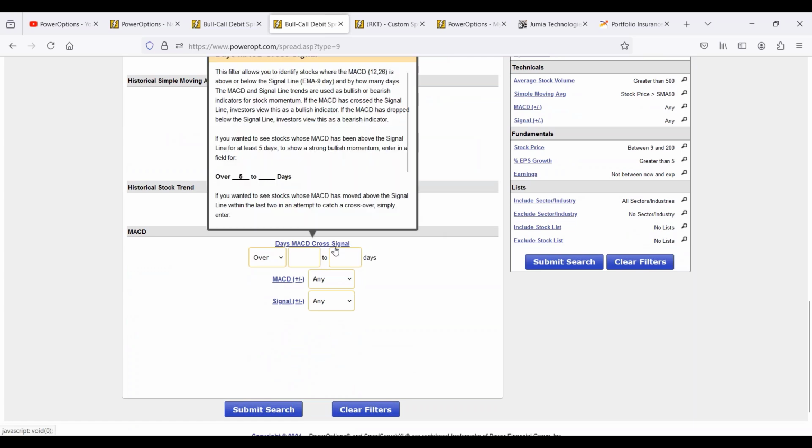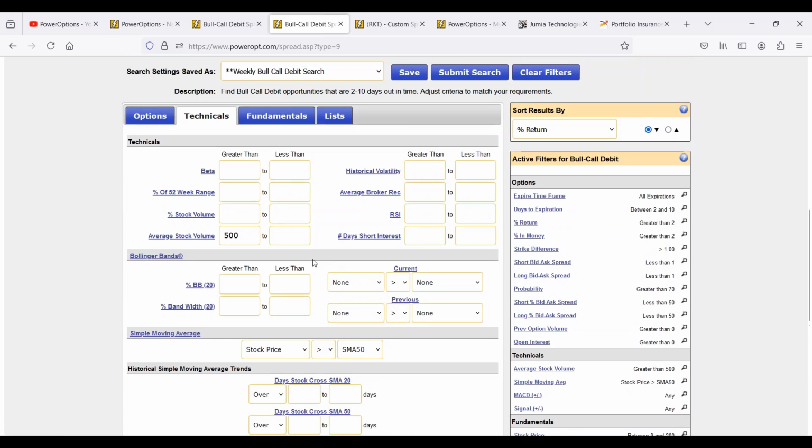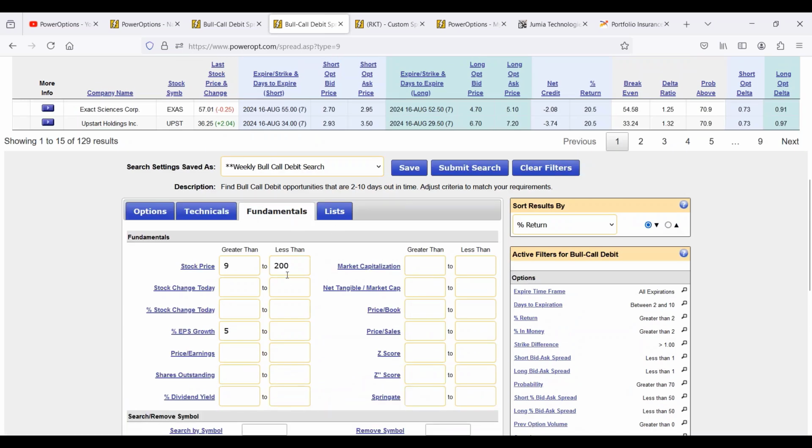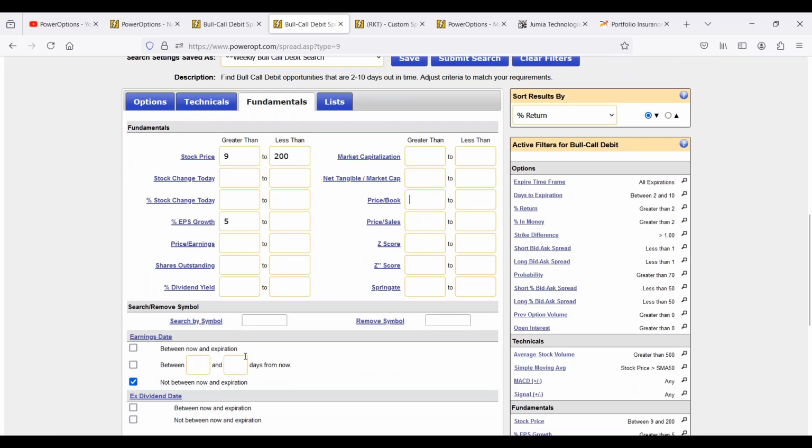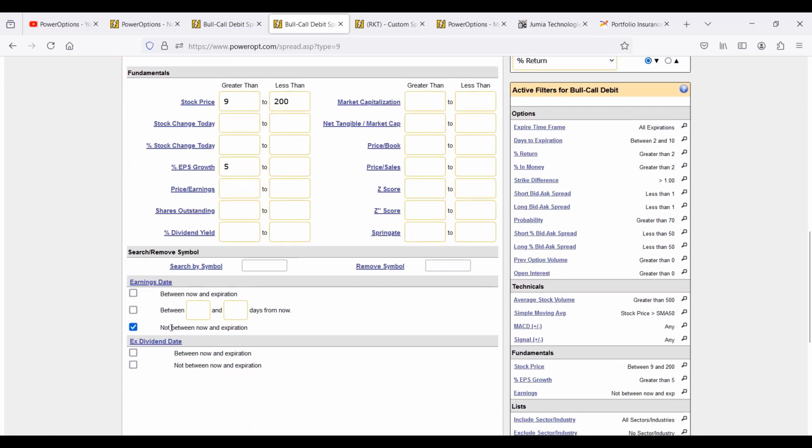MACD is one I particularly use for my bull put credit spreads, which again is a parity trade. Fundamentals, basic stock price range. Not concerned with the debit spread too much. I'm only worried about my cost and the width. Earnings per share growth, PE ratio, market cap, dividend yield. Wouldn't use it for this. Earnings date, avoiding between now and expiration, ex-dividend date.